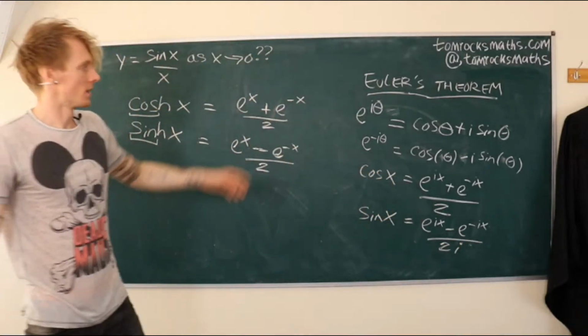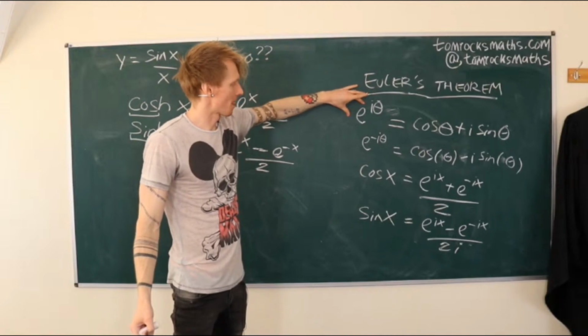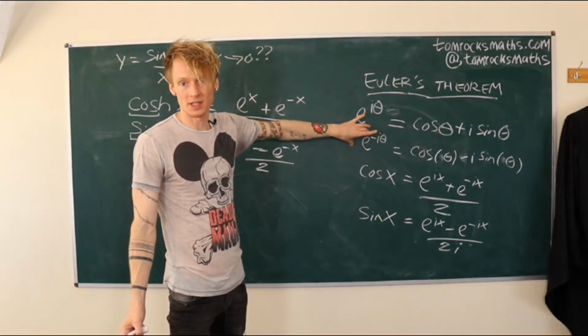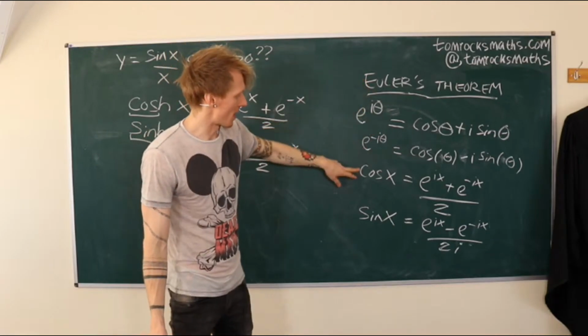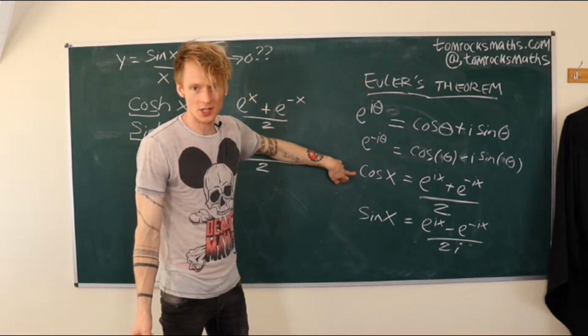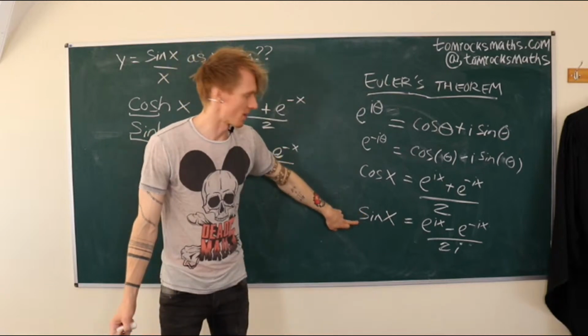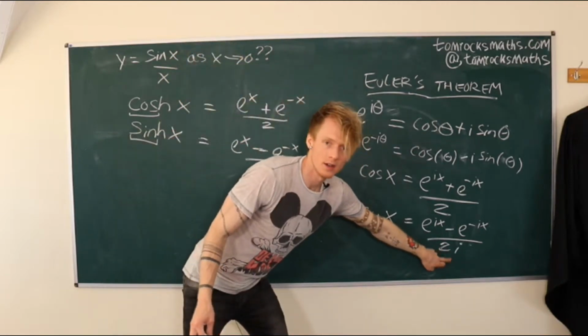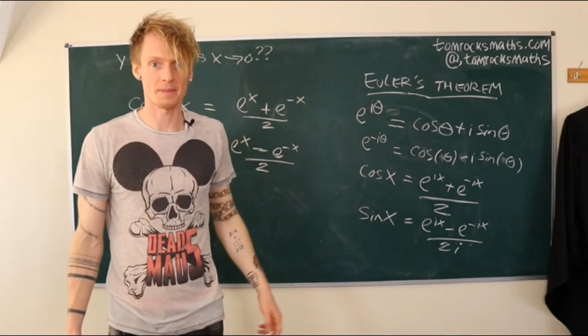Okay, so start from Euler's theorem, consider it for minus theta, using cos being even and sine being odd. Combine them, add them together, and rearrange for cos. Subtract them, rearrange for sine. And it's important that the sine one has got an i on the denominator. It's an important thing to remember.